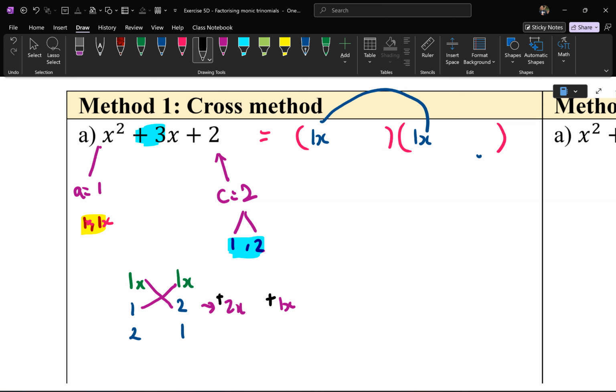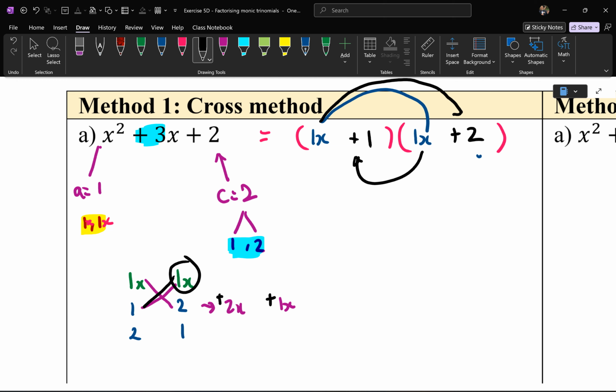You say, well, 1x, I paired it with a positive 2. That's the only way to get the positive 2x. So the 1x is now paired with positive 2. The other 1x, we paired it with a positive 1. So that means this one is paired with this one, and it's positive 1.